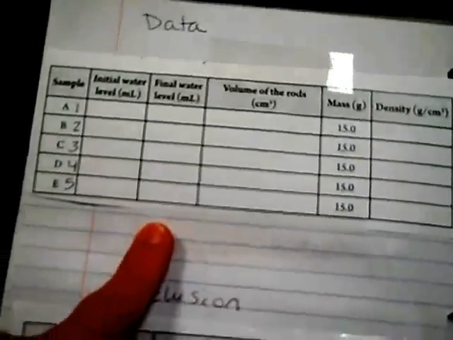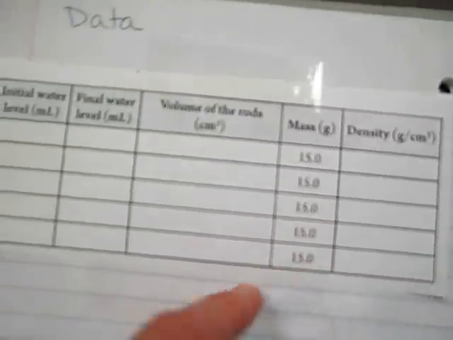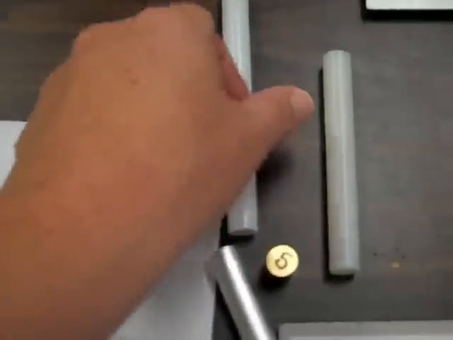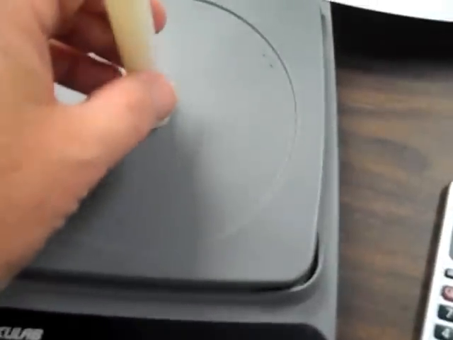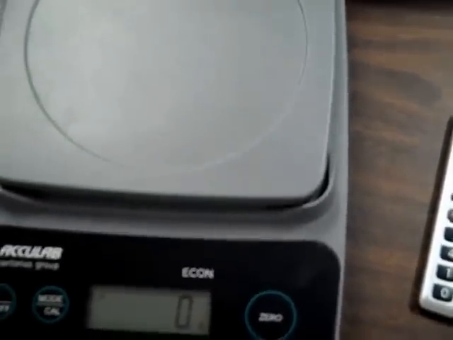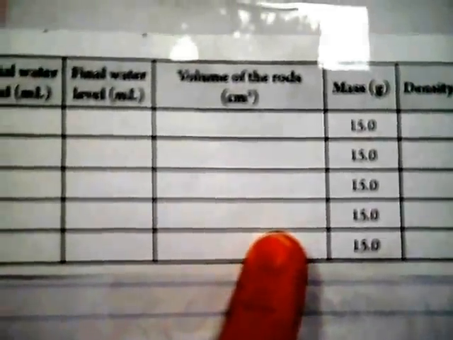Now these are a set of equal mass rods, and the masses should be all 15. So checking out if that's true, let me zero out. So here's one of them. So we have 15 here. Good. So so far so good. Just to be safe, you should probably weigh each one just to make sure that they are all 15. And then we need to find the initial water level and then the final level and the volume of the rods. So we're going to drop each one in water using the displacement method.